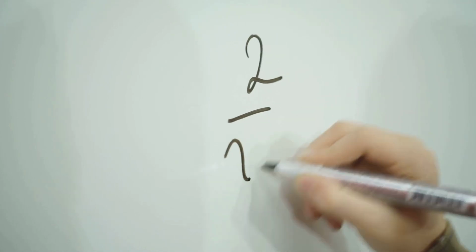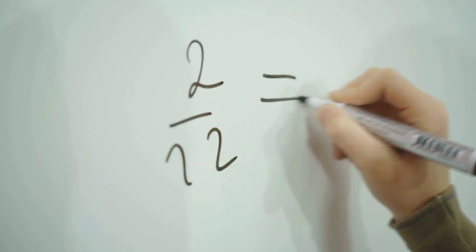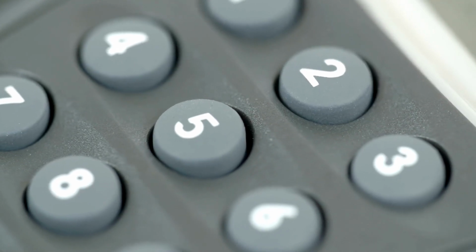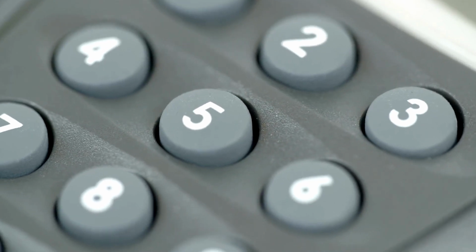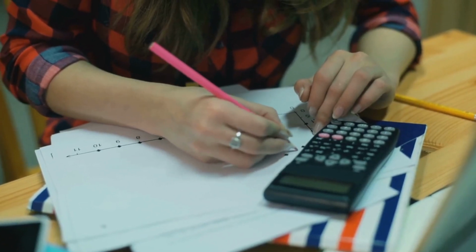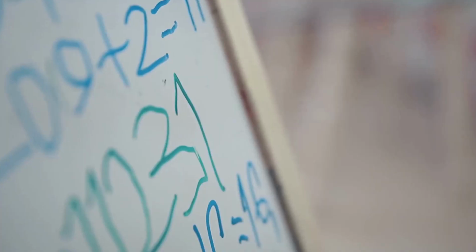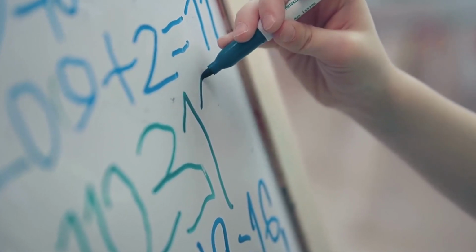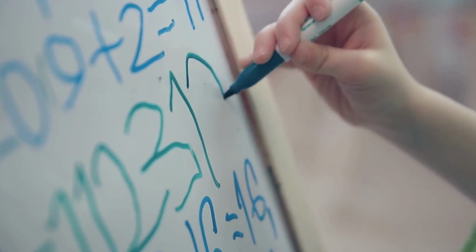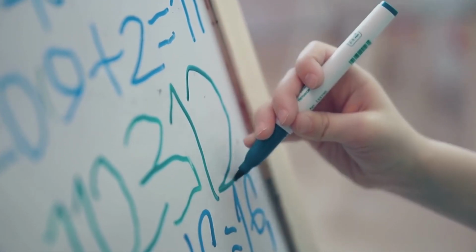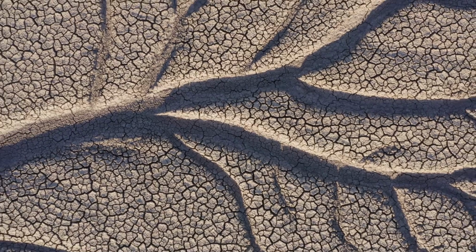The median is the middle value when your numbers are arranged in order. If you have the numbers 3, 5 and 7, the median is 5. If there's an even number of values, you take the average of the two middle numbers. So if you have 3, 5, 7 and 9, the median would be 5 plus 7 divided by 2, which equals 6. Lastly, let's talk about the mode.